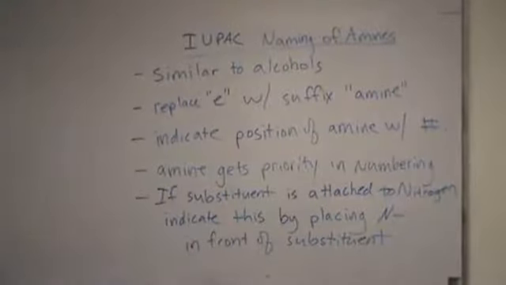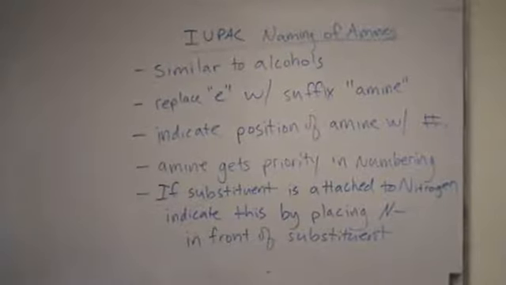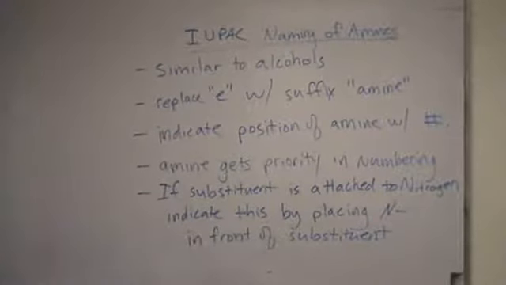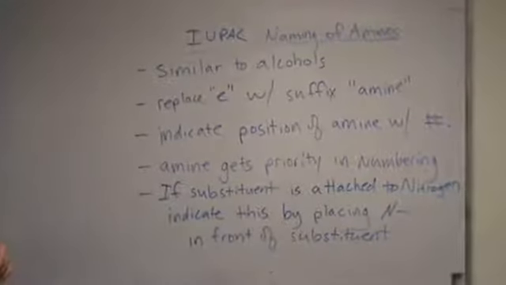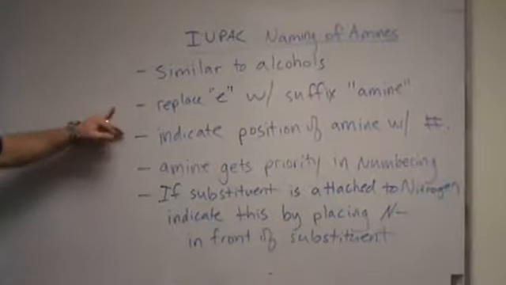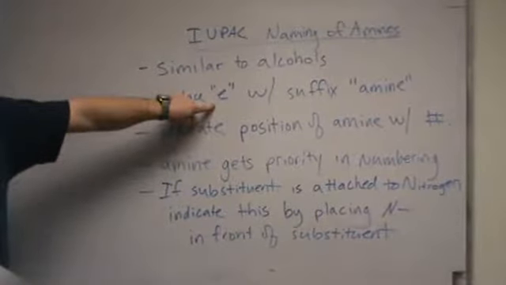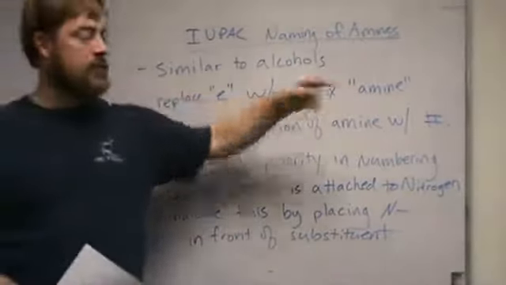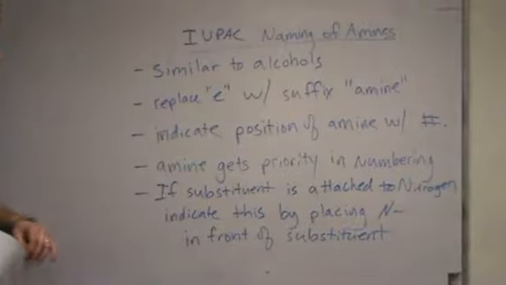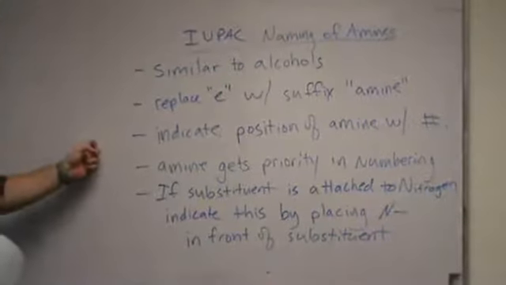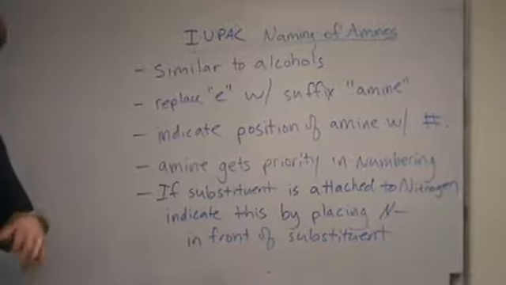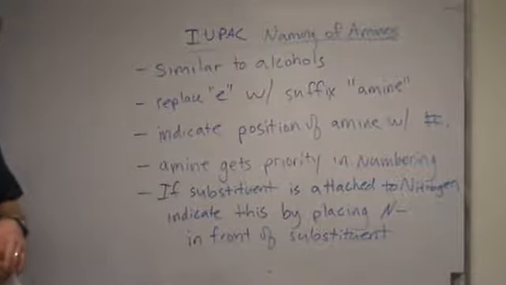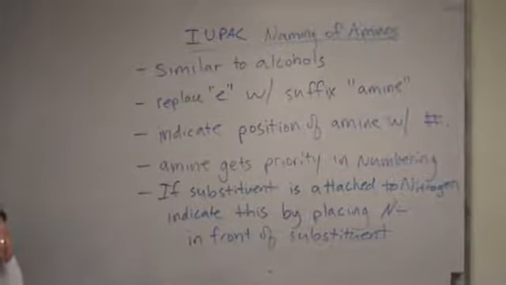Okay, let's talk about IUPAC naming of amines now. It's going to be very, very similar to alcohols. Okay, so the amine we're going to treat as a functional group instead of a substituent, just like we did alcohols. We're going to replace the E of the parent chain with the suffix amine this time. And then we're going to indicate the position of the amine with a number, just like the alcohols. The amine gets the priority, just like alcohols, when we number on our parent chain.